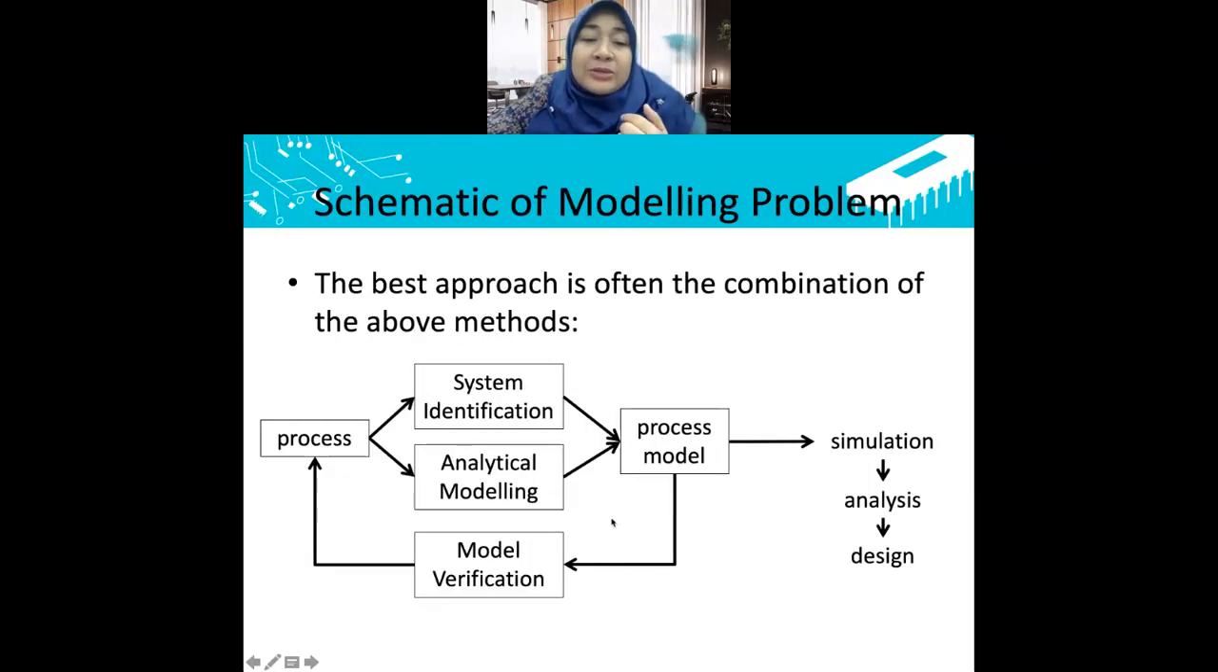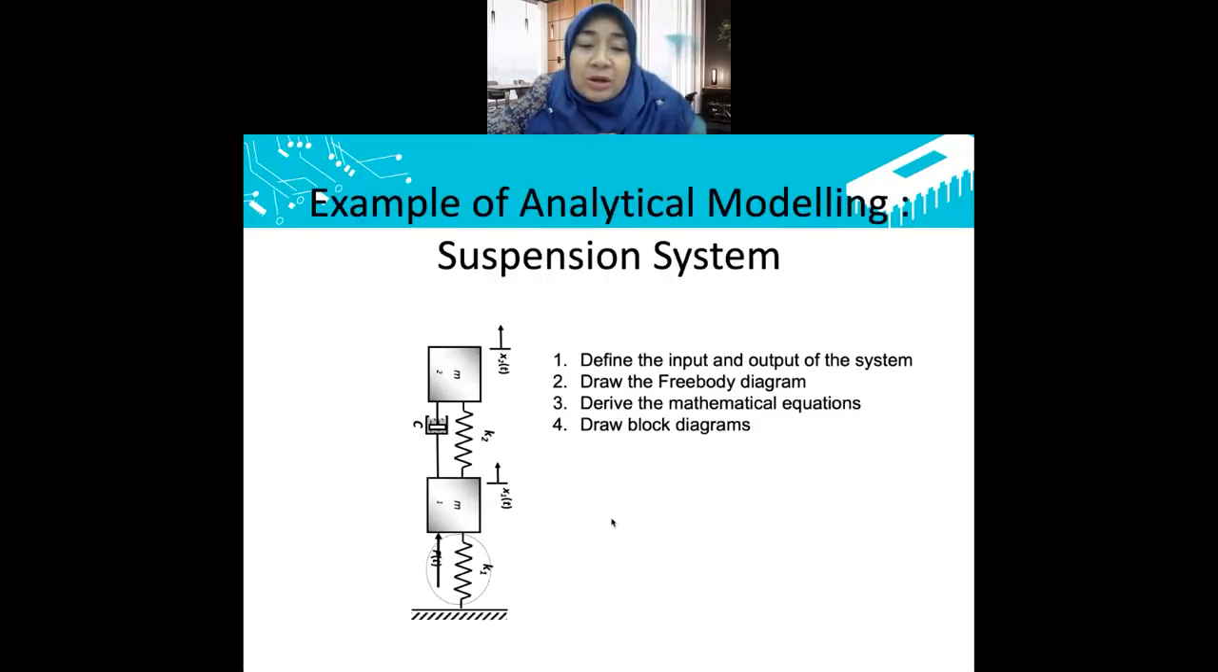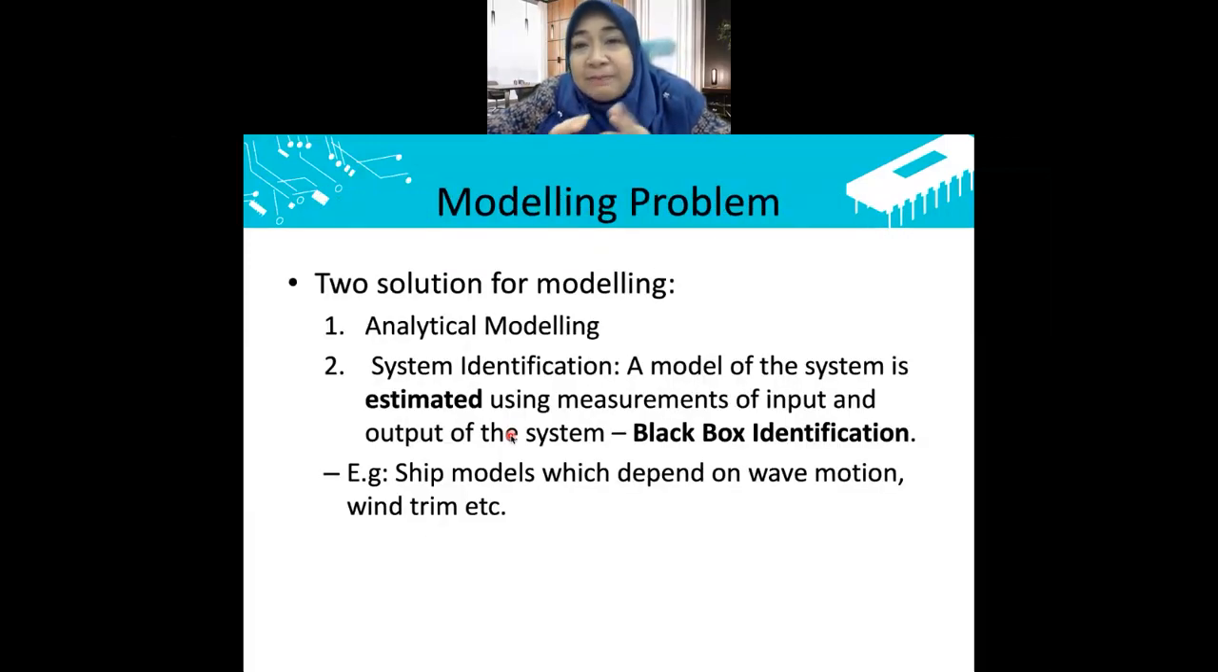Right, so in the case of the suspension system just now, we already drew the block diagram representing the whole suspension system. But you remember that the suspension system is just one subsystem of your car, your automotive. So the automotive is actually a massive construction of many block diagrams and many other systems put together. So this is what we call the solution for modeling, the analytical way.